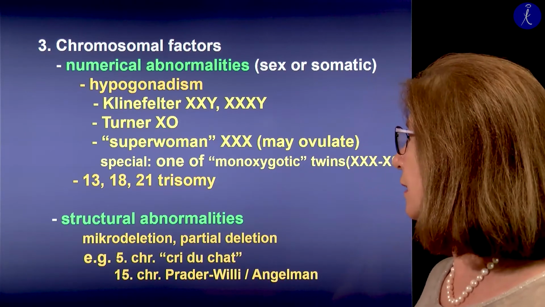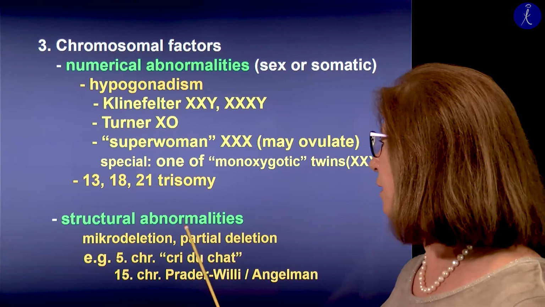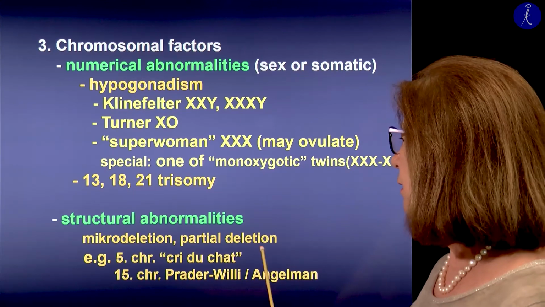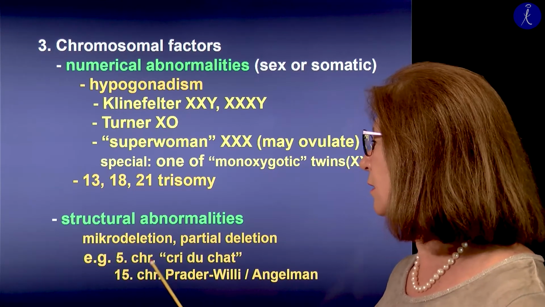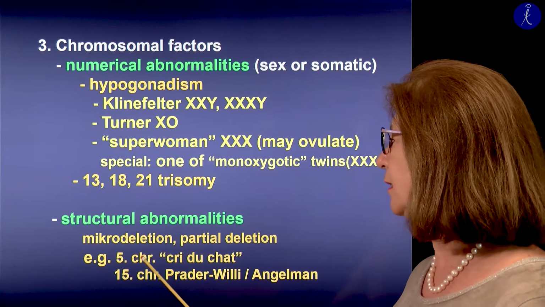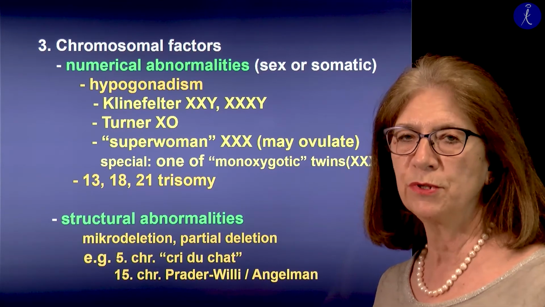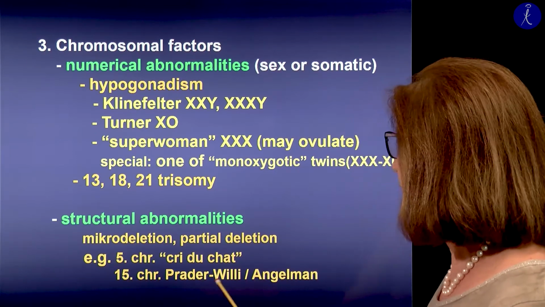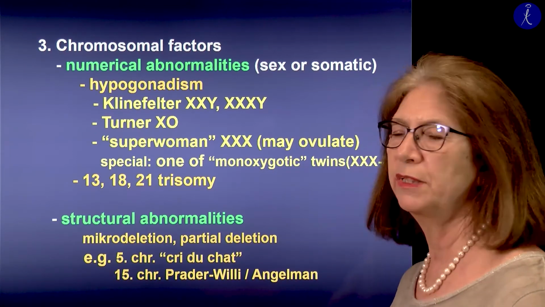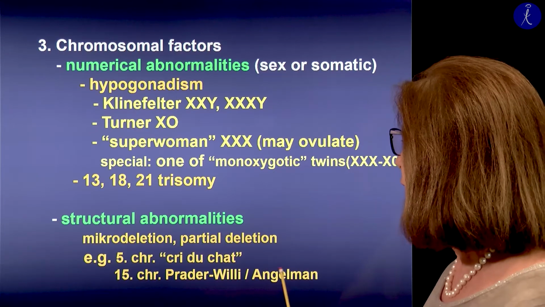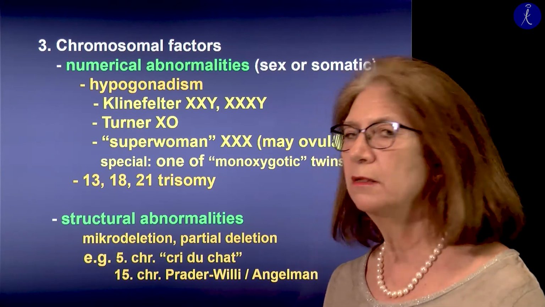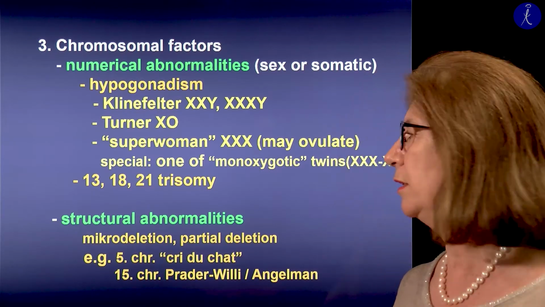So, structural abnormalities of the chromosomes, that may be microdeletion or partial deletion of a chromosome. To this group belongs the Cri du chat syndrome. Here the short arm of the 5th chromosome is missing. Or the Prader-Willi-Angelman syndrome, that's a problem of the 15th chromosome, and it's different in males and females, the appearance of the patients. You will learn about that later in pediatrics.